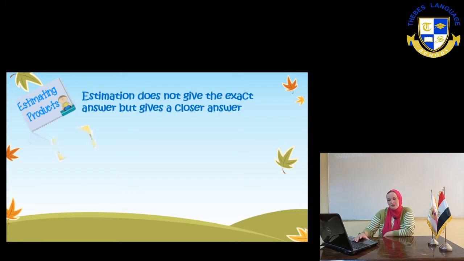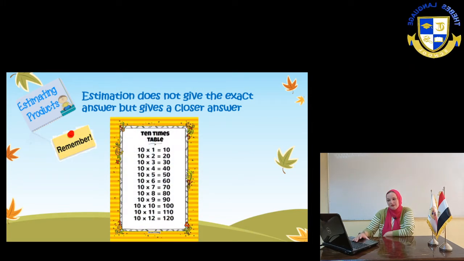Remember, table 10, okay? 10 times 1 equals 10, 10 times 2 equals 20, 10 times 3 equals 30, 10 times 4, 40, 10 times 5, 50, 10 times 6, 60, 10 times 7, 70, 10 times 8, 80, 10 times 9, 90, 10 times 10, 100, 10 times 11 equals 110, 10 times 12 equals 120. Any numbers times 10, we are going to add 0 to the answer, okay?